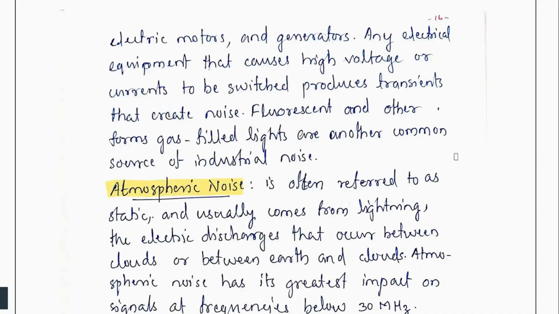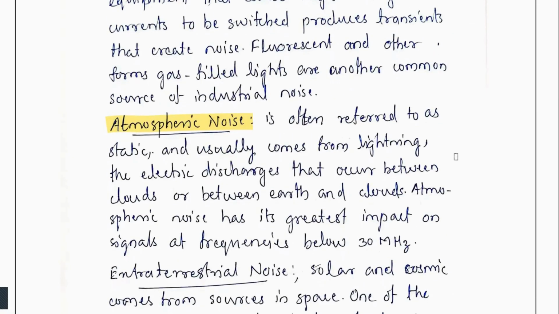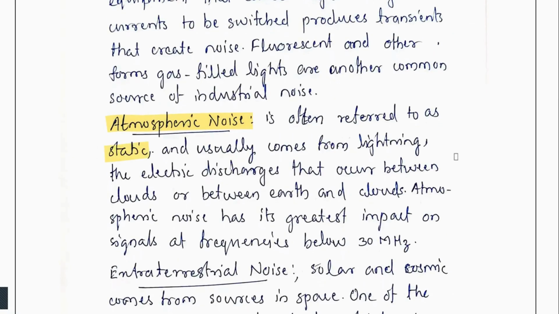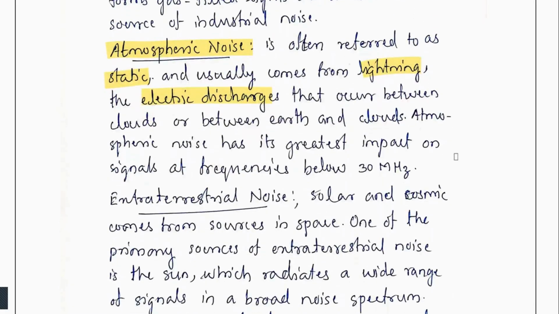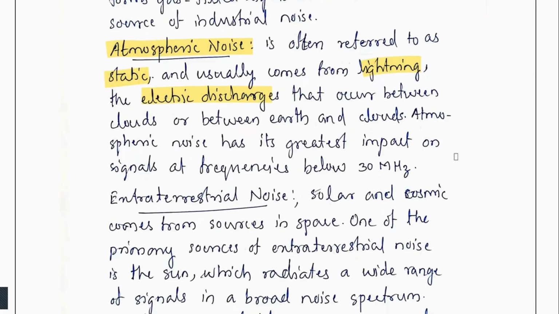The second one is atmospheric noise. It is often referred to as static, and it usually comes from lightning or electric discharges that occur between the clouds or between the earth and the cloud. Atmospheric noise has its greatest impact on signals at frequencies below 30 megahertz.